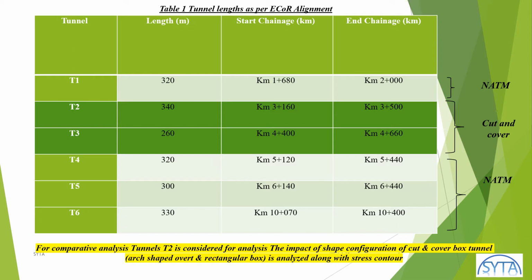That is majorly because the existing tunnel in this region is also cut and cover. The existing tunnel is offset from the proposed line by 30 meters, and this existing cut and cover tunnel has slope stability issues, and the overburden is very low. Therefore, NATM is not recommended for T2 and T3. Also, the location is confronted with frequent slope failures. Therefore, considering future aspects also, the cut and cover technique is recommended.